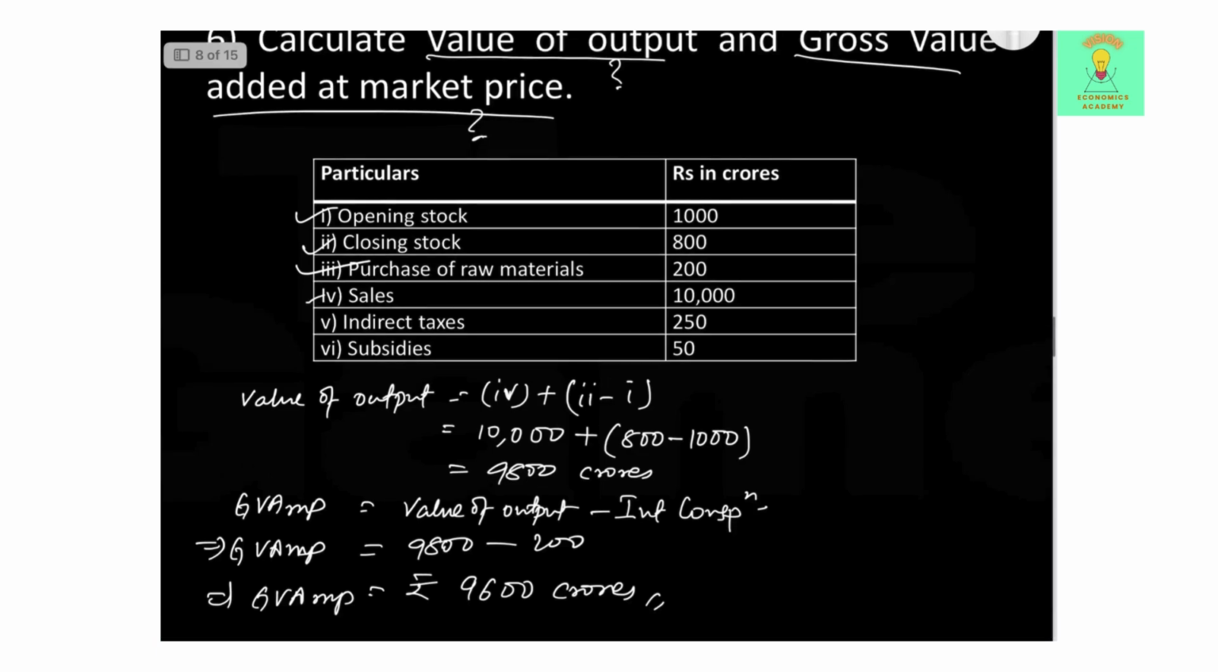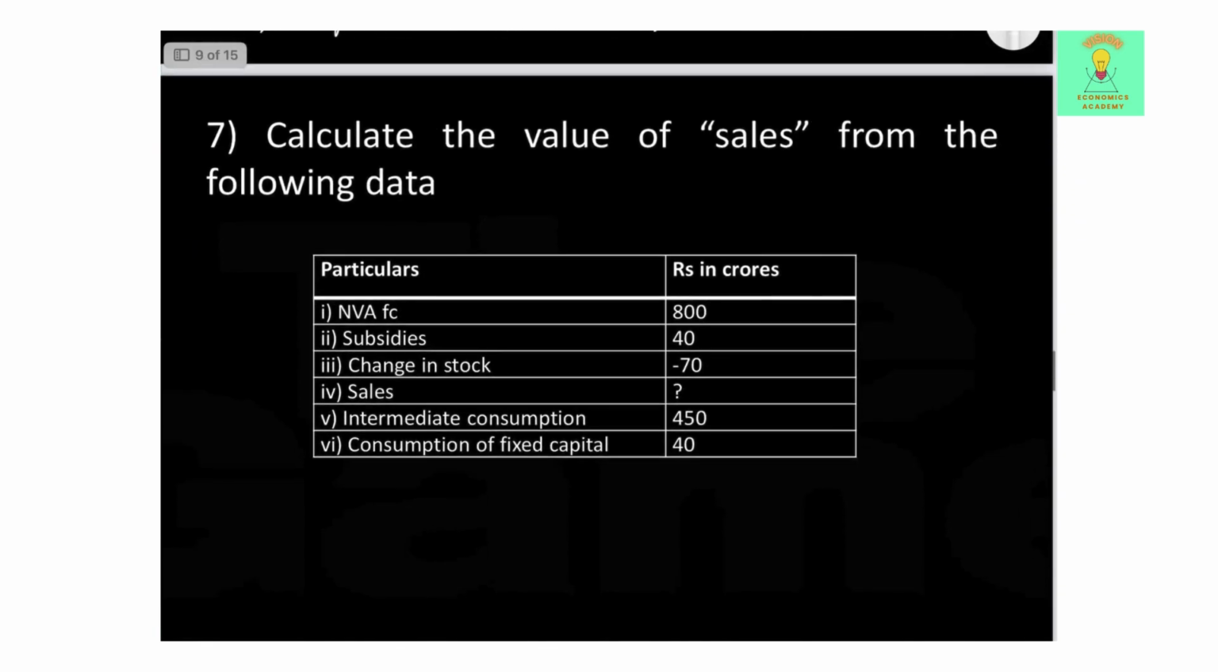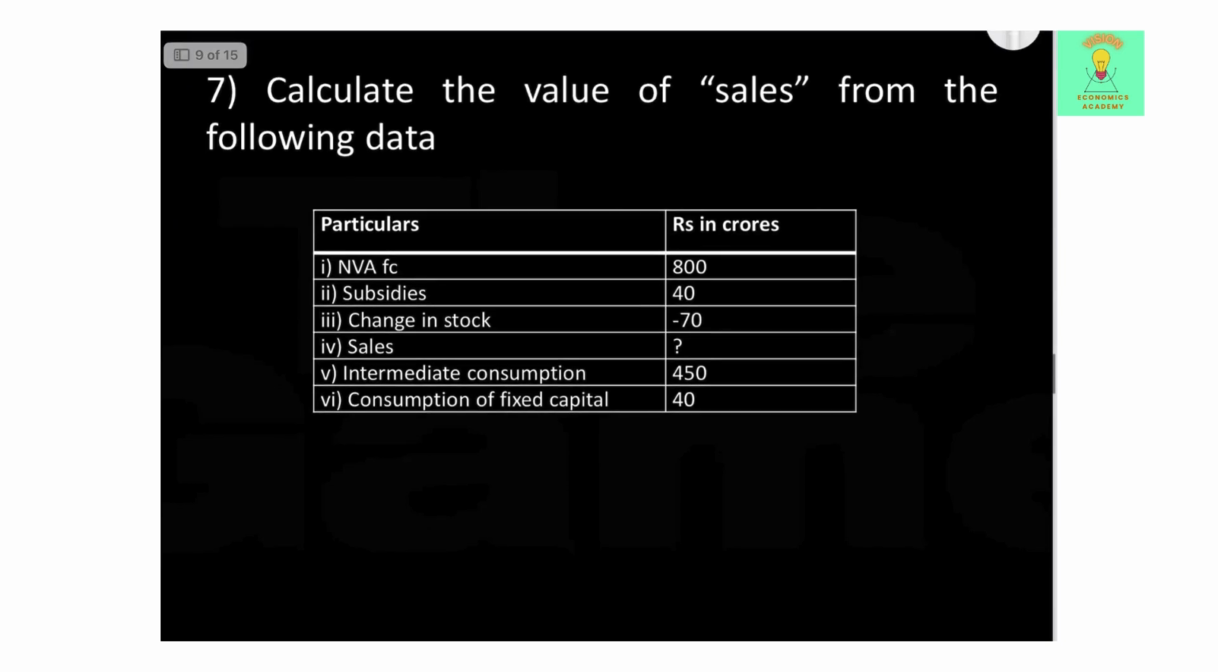Okay, you can quickly take the screenshot of it and we'll proceed to the next sum. That is question number 7. Calculate the value of sales from the following data. Now, NVAFC is already given, which is 800 crores. What we have to find out is sales.